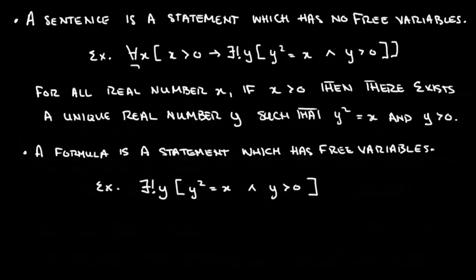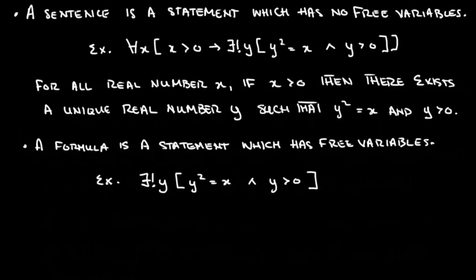So remember, in the sentence, both of our variables x and y are bound by quantifiers. But in the case of our formula here, y is bound by a quantifier, but x is bound by nothing. Now here's the actual difference between a sentence and a formula. There's a greater meaning to this difference than simply there is or there isn't a free variable. A sentence is a statement about the universe itself, while a formula is a statement about the free variable.